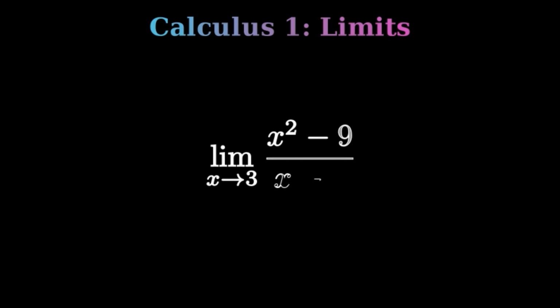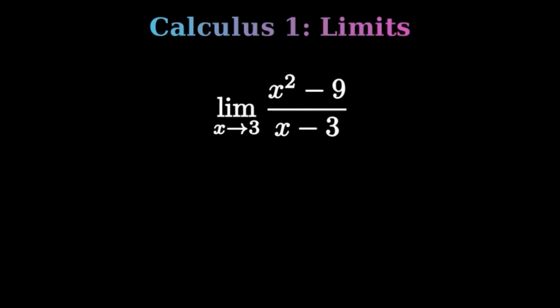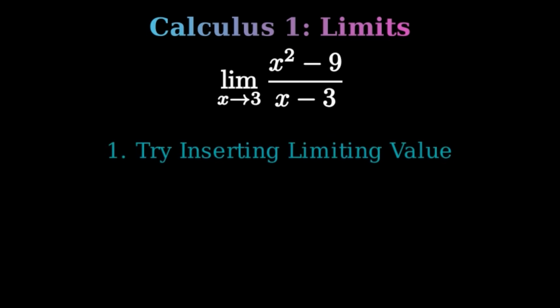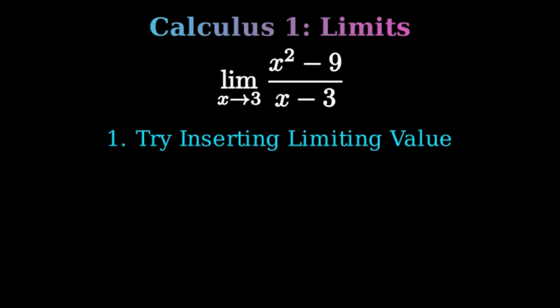Let's get started. Okay, so today we're looking at the limit as x approaches 3 of x squared minus 9 over x minus 3. Okay, so when you see these types of problems, the first thing you want to try to do is insert the limiting value. You see that number by the x, the 3? We're going to put that in place of all the x's that you see. So typically that's what you're going to try to do first.